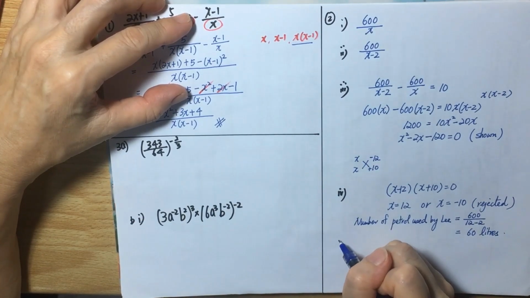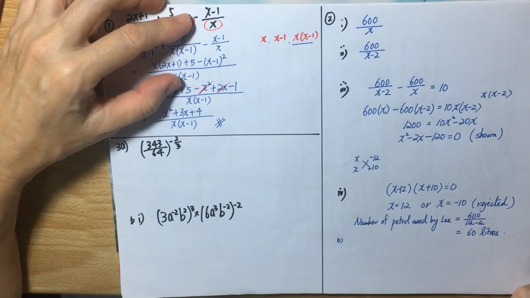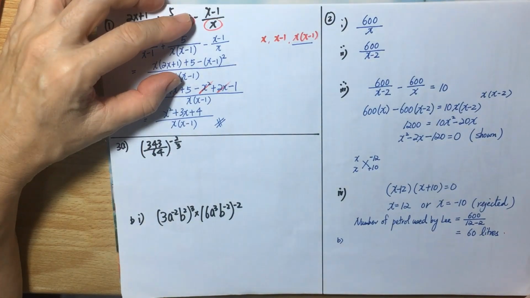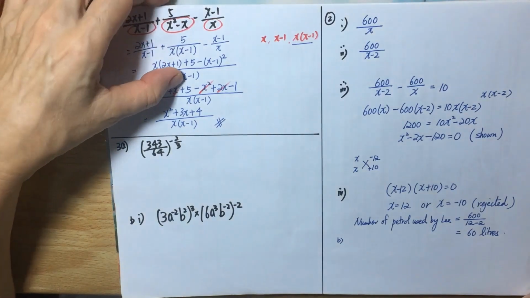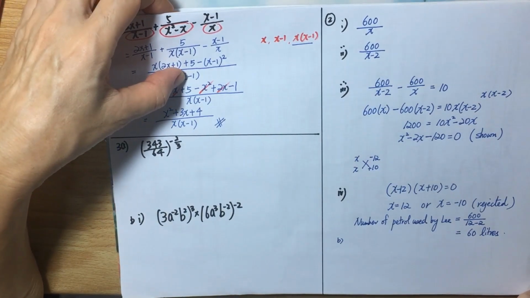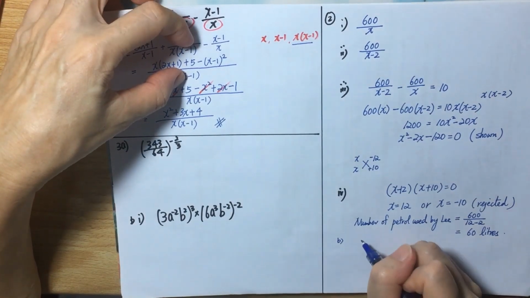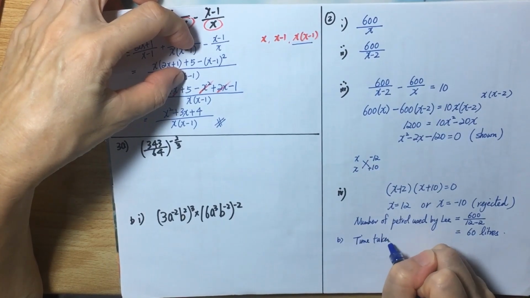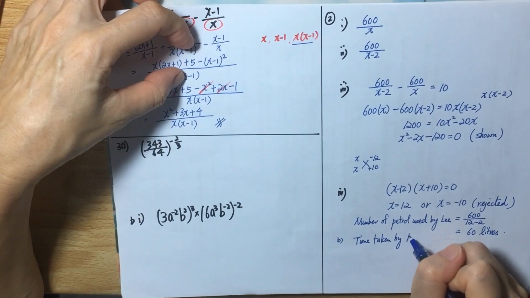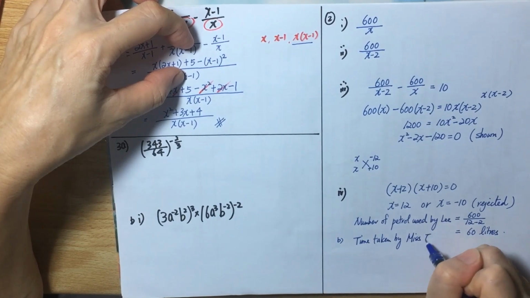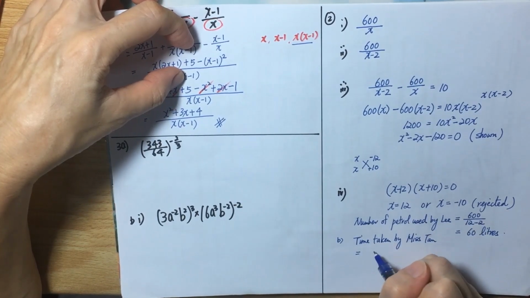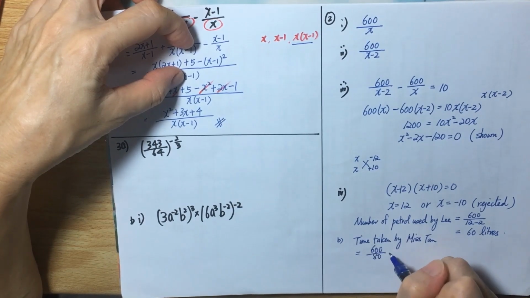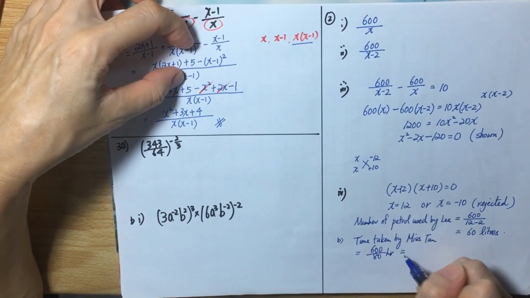Okay, next part. Miss Tan started her journey at 11:45, traveled at an average speed of 80 km per hour. Find the time she reaches Malaysia. Okay, so the time taken by Miss Tan will be 600 divided by 80, and this is in terms of hours.